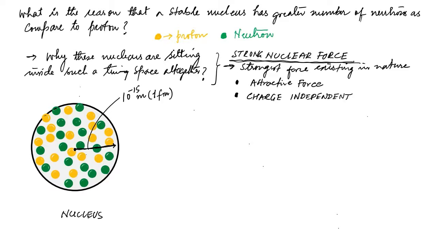What do I mean by charge independent? You know that a proton is positively charged. Proton has a charge of plus one unit, and neutron has no charge. Because a proton is a charged particle, it also experiences a Coulomb repulsion force.